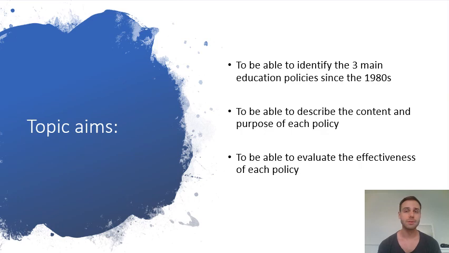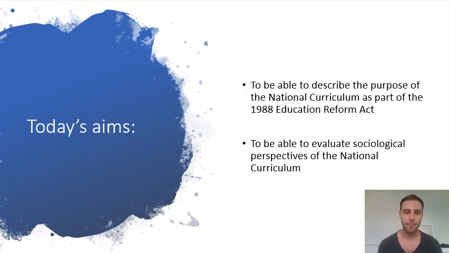They are the aims for the topic, and these are the aims for today. Today we are going to look only at the national curriculum, and that is as part of the 1988 Education Reform Act. We are going to be able today to evaluate that national curriculum through different perspectives, and that's all we're looking at today. So a little bit of a shorter one, and we're going to be building into a bit more length in later sessions.